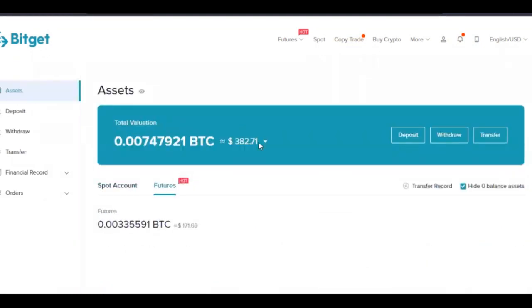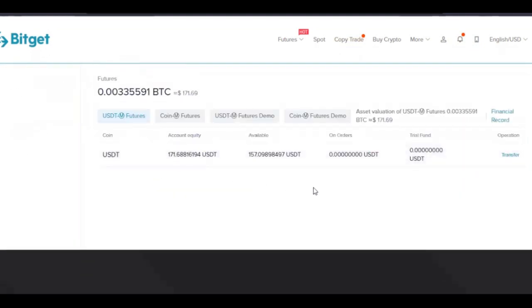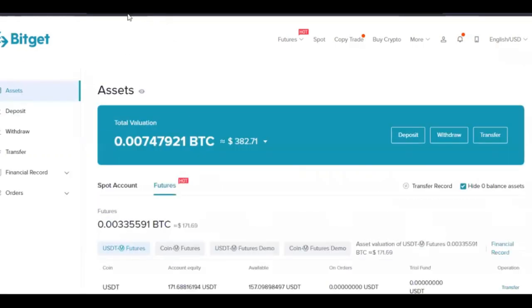So if I come in here to Futures, you see where it says trial funds. So your funds will be here, and then you can use those trial funds to trade manually on your Futures account, or you can use it to copy other traders. So that is basically how to use this trial fund. Just have a minimum deposit of 100 USDT on your account, and you'll be able to have that.